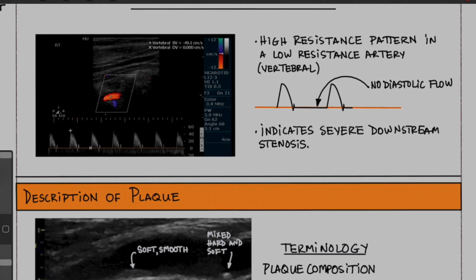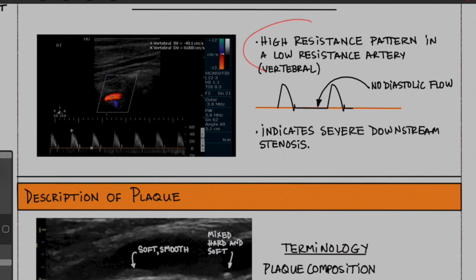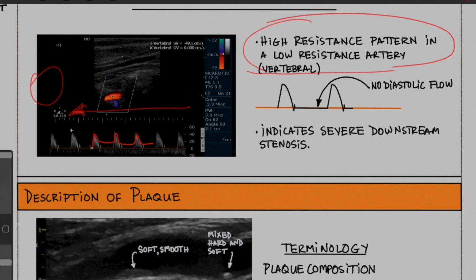You know they've got it to start with. This is important. It's a high resistance pattern in a low resistance artery, the vertebral artery. It heads over here, flow is this way, and it's supposed to be low resistance, but it is not. And that indicates a severe downstream stenosis. So it's a high resistance pattern, meaning that the vertebral artery is blocked up here where it can't be seen.